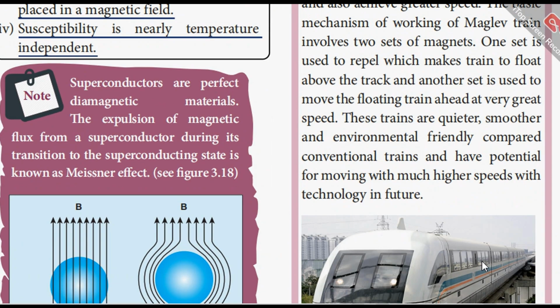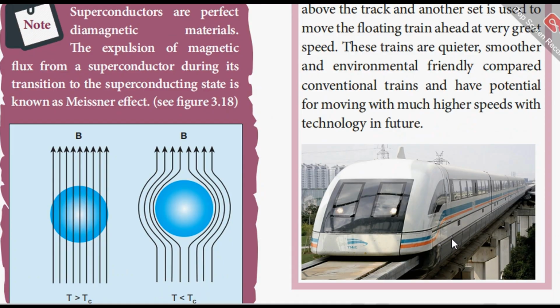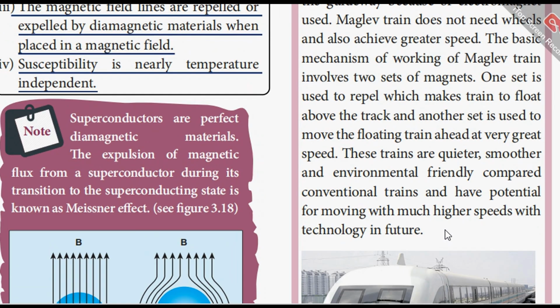Here is the illustration of the magnetically levitated train, which uses the property of superconductors. This is called the maglev train, which will have a very great speed.